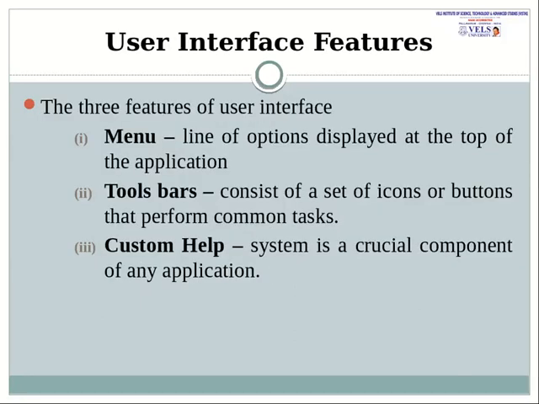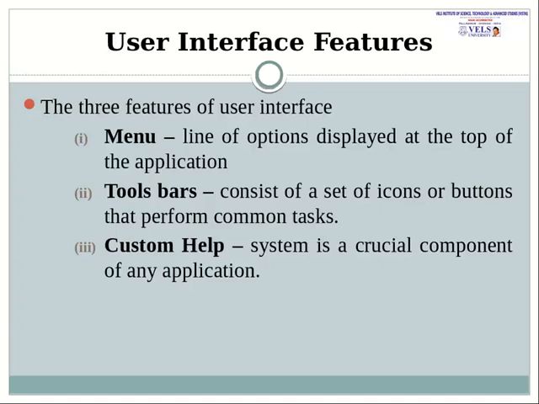What are the features of user interfaces? There are three features: menu, toolbars and custom help. Menu means a list of options displayed at the top of the application. If you want to access a particular menu, you can directly click on that menu and access it.